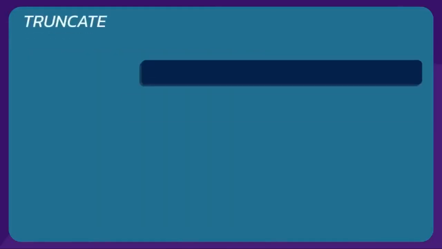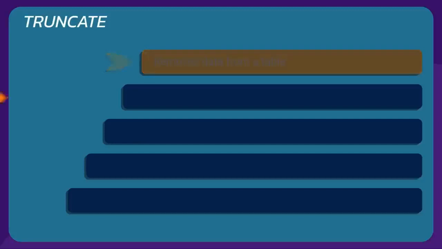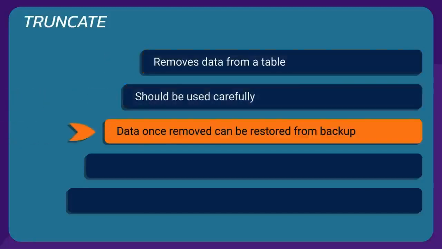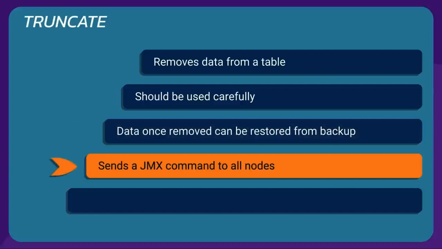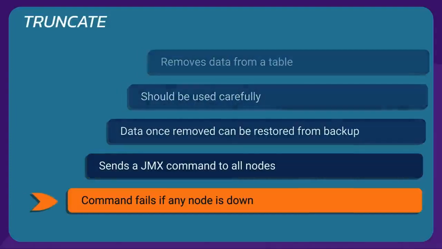Another command you'll find useful is the truncate command. This command causes all rows to be deleted from a table while leaving the schema in place. This command should obviously be used with care, as the data is removed from persistent storage and you would have to restore it from a backup to retrieve it. Truncate sends a JMX command to all nodes to delete SSTables that hold the data. If any of these nodes are down, the command will fail.